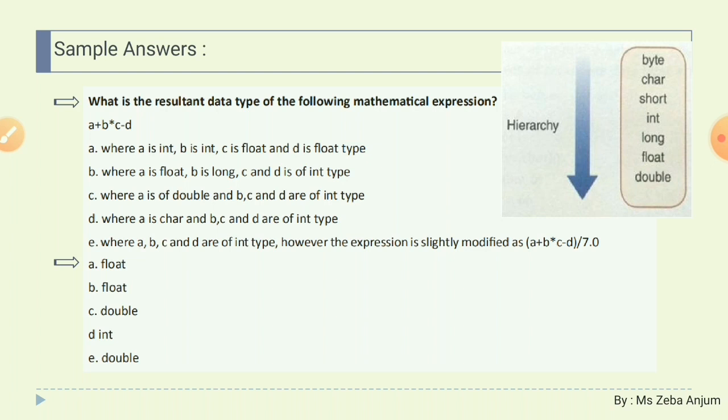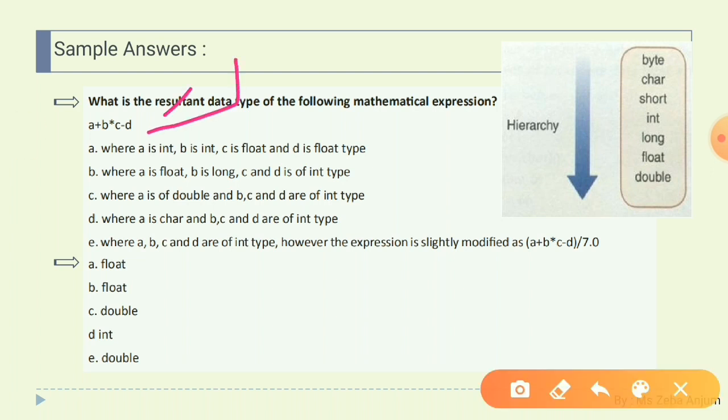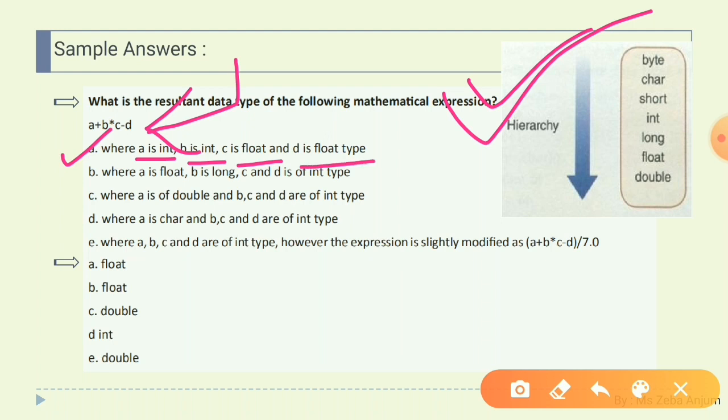What is the resultant data type of the following mathematical expression? This question you were having. So you have to calculate the resultant data type based on this hierarchy. Okay, now see in A section where A is an integer, B is also integer, C is float, D is again float. So between your integer as well as float, float has the highest hierarchy. That is why the answer is float. Your resultant data type is float.